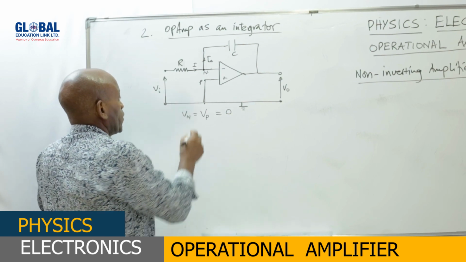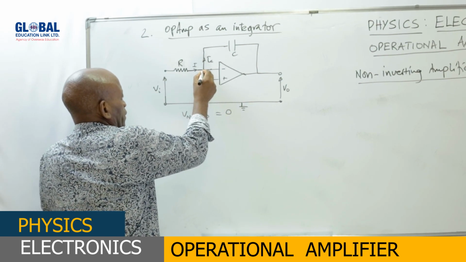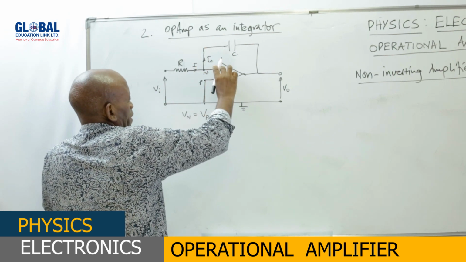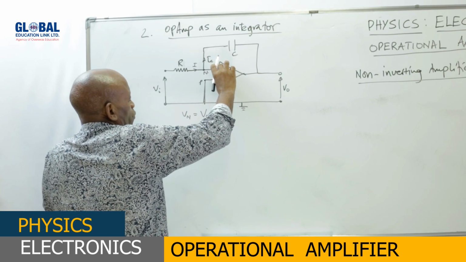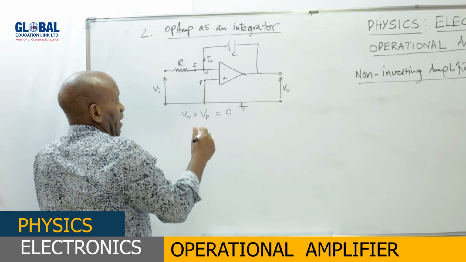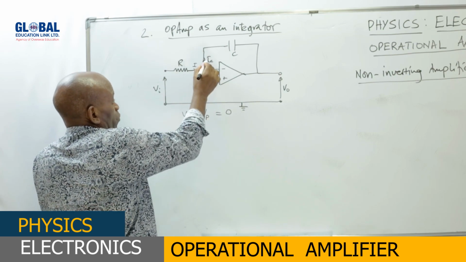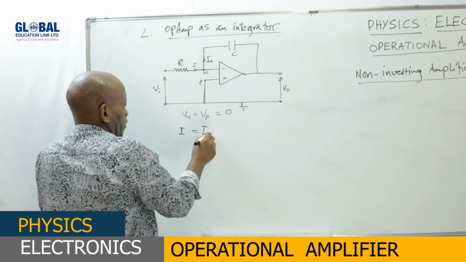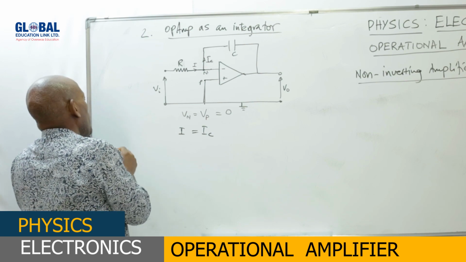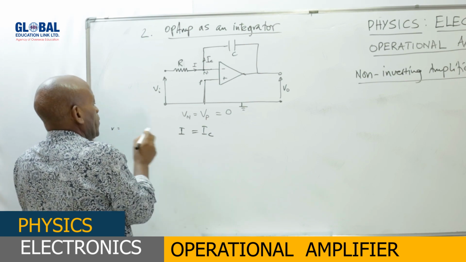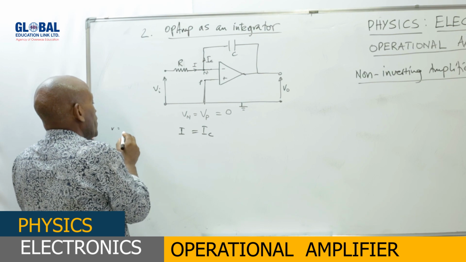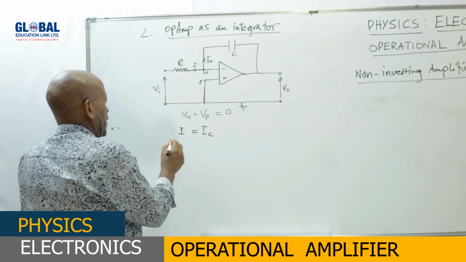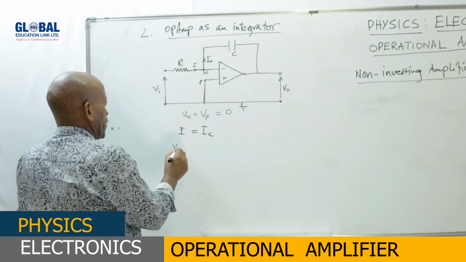It means that from Kirchhoff's law, the current which goes to point N is the same as the current which goes away from point N. So the input impedance of an operational amplifier goes to infinity. It's really very large. So all of the current I will be equal to the current which goes to the capacitor. And from Ohm's law, whenever I'm talking about the current I, this is just equal to the voltage over the resistance.